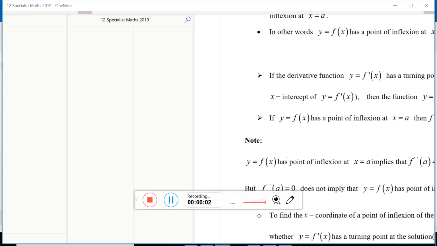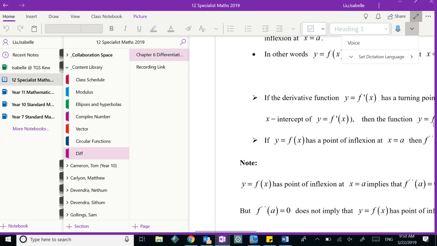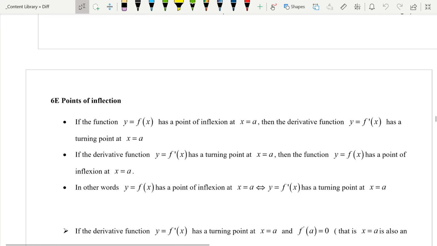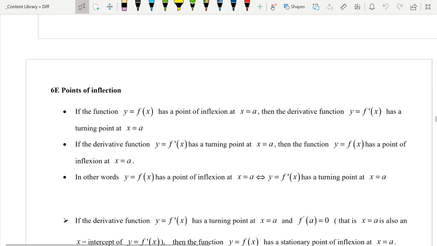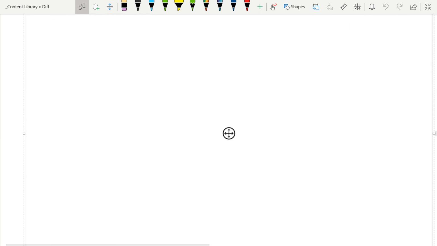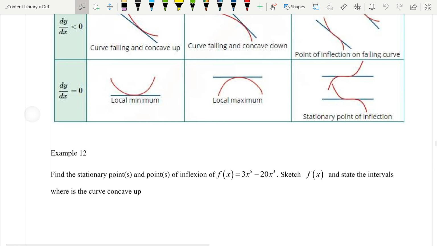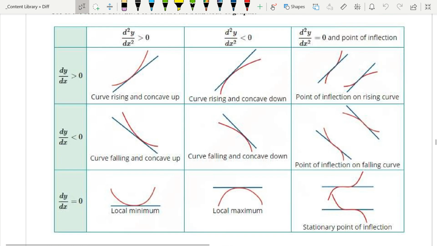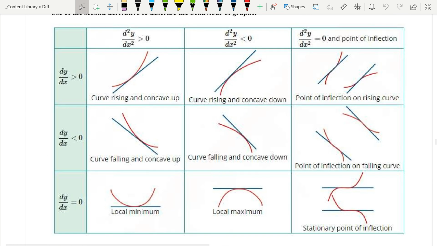Okay, for second derivative, point of inflections. So we start talking about second derivative first. If you can quickly go to page 12, let's have a look at some diagram first. I think this is the diagram I got from the textbook. So what does the second derivative really represent?